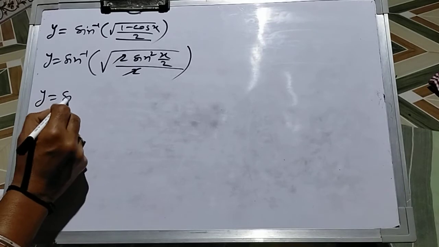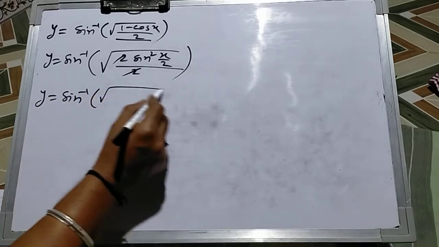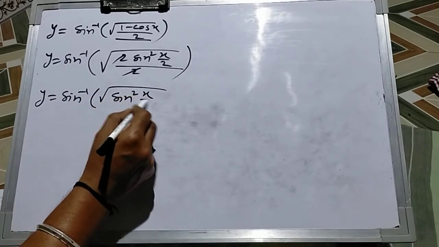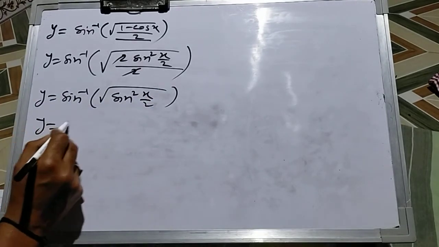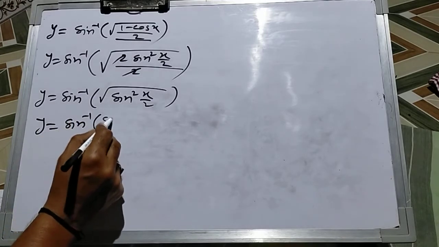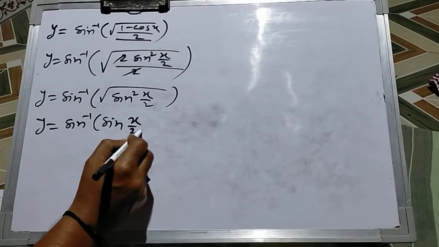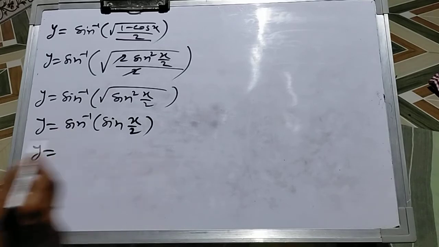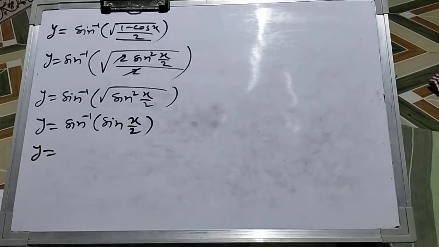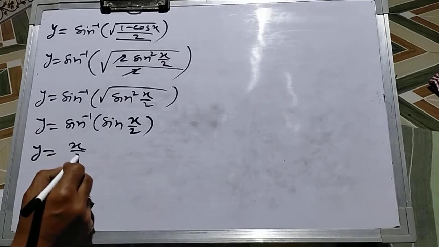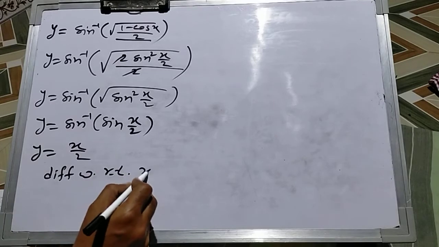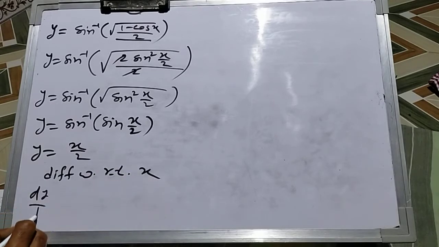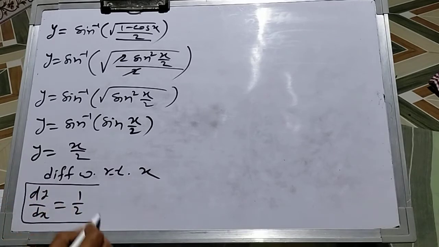So y is equals to sine inverse of root sine square x by 2. Due to this root, square gets cancelled. Y is equals to sine inverse of sine x by 2. Again here y is equals to sine inverse of sine theta means theta. So here y is equals to x divided by 2. Differentiate with respect to x. So dy by dx is equals to derivative of x is 1. So answer will be 1 by 2.